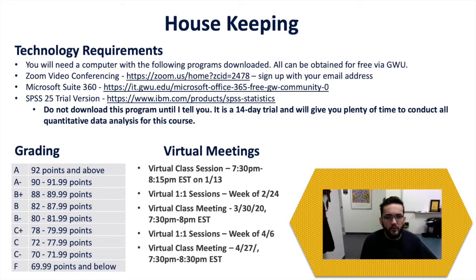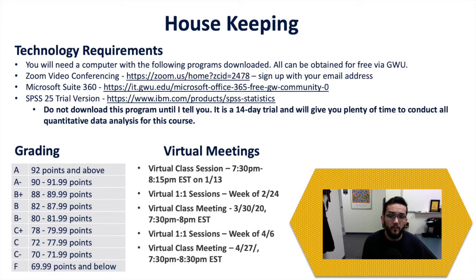So we have a few technology requirements that we'll need to meet this semester in order to be successful. You're going to need a computer with the following programs downloaded, and these can be obtained through GW for free or online as a trial or for free. The first is Zoom video conferencing, and you're going to need to sign up for a free account with your GW email address online. You can follow the link in the syllabus to do that.